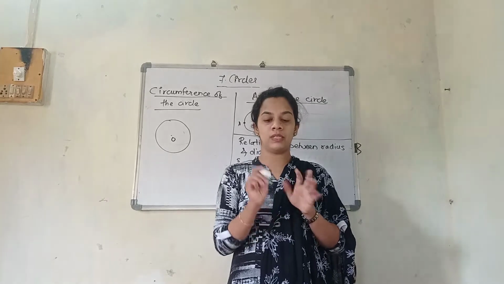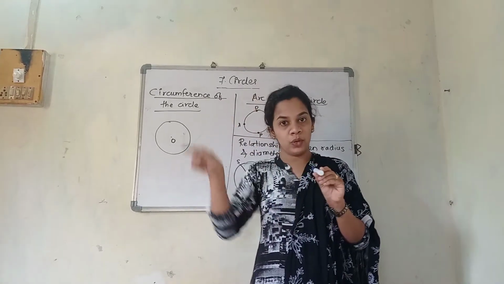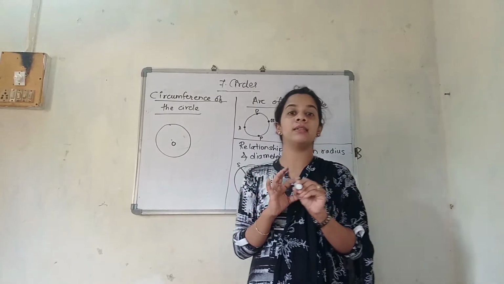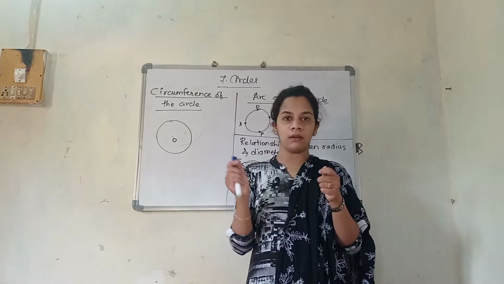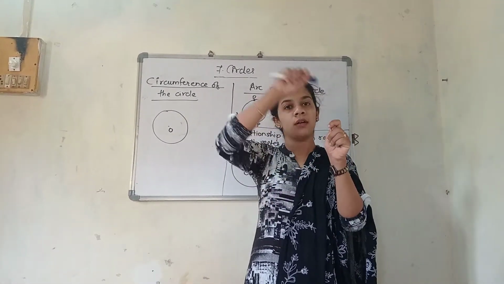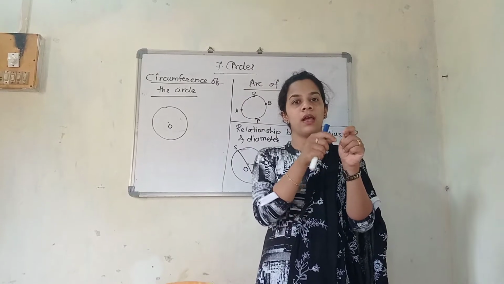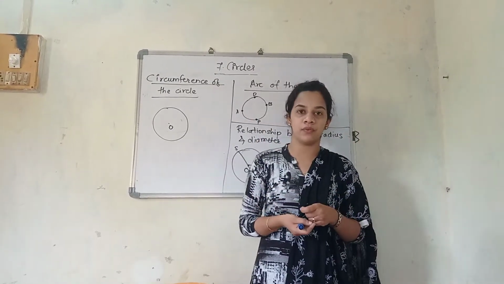For example, if you see this marker, the outside part of this marker, the circular edge of it, is said to be its circumference. Okay, how are we going to measure it? You can take a thread, keep one edge of the thread at one point, and cover that particular bangle with it, and whatever length you get will be the circumference of it.